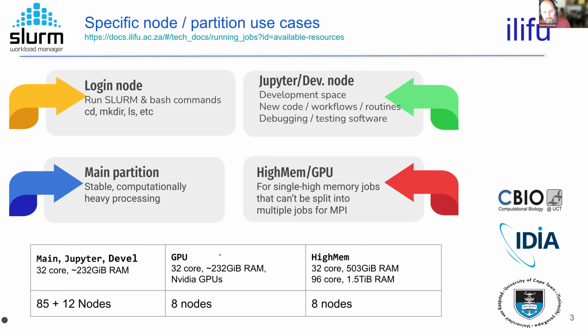These again are similar to the main partition, except they have GPUs, and we've got a range of different GPUs, and some nodes have 1, some have 2 GPUs, so it depends on which node you're on. And the high mem, we've now got 8 of these. Most of them are these 32 core 500 gigabytes of RAM variety, and then we've got one beast which has a lot more cores and quite a lot more memory. Then that's pretty much all I wanted to say about that.